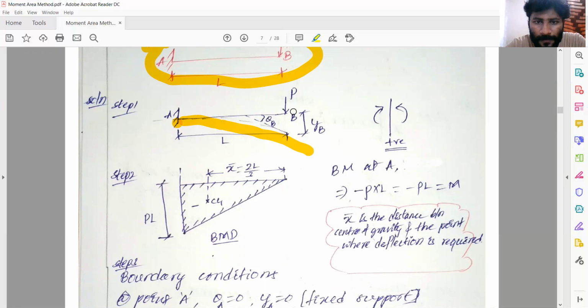And again, the maximum deflection happens at the free end, that is YB. Also draw a tangent to this deflection curve, that's theta B. The maximum slope also occurs at the free end. We are aware of this diagram, this sign convention, right?